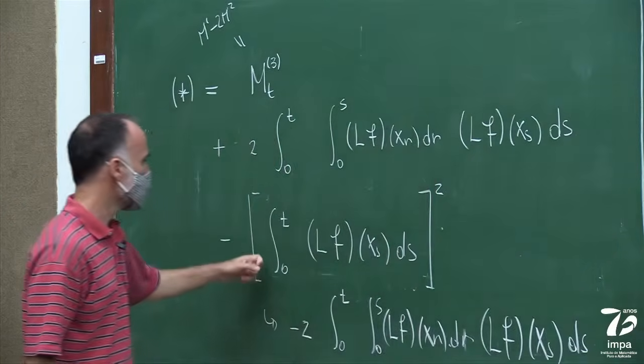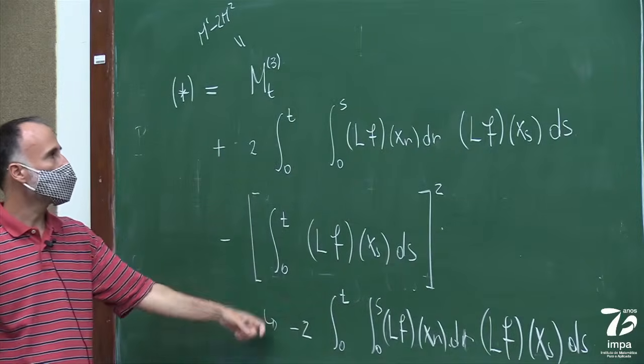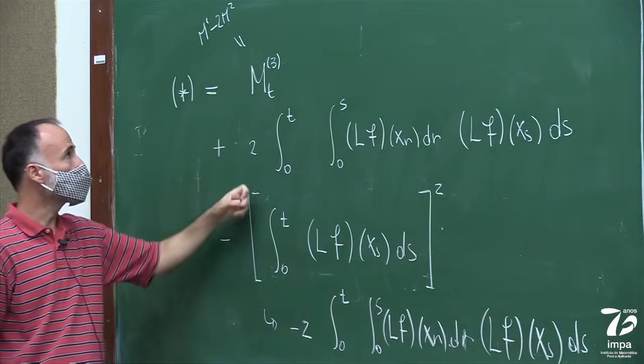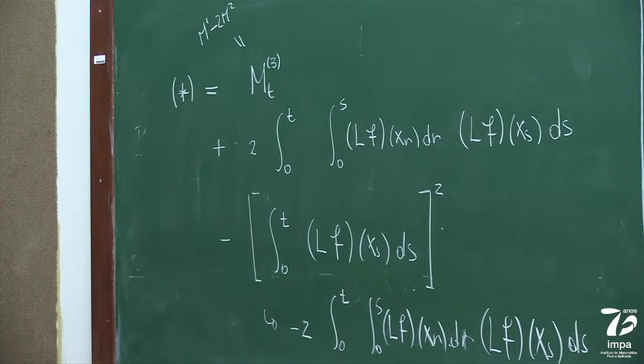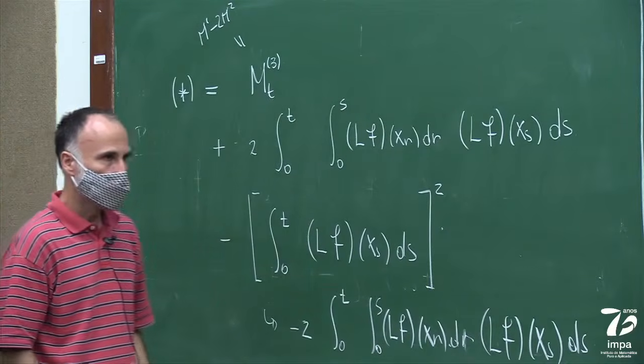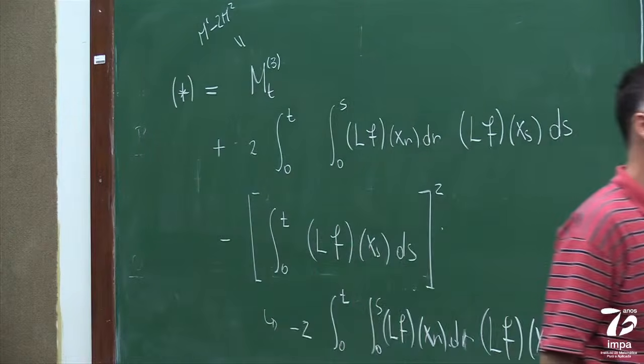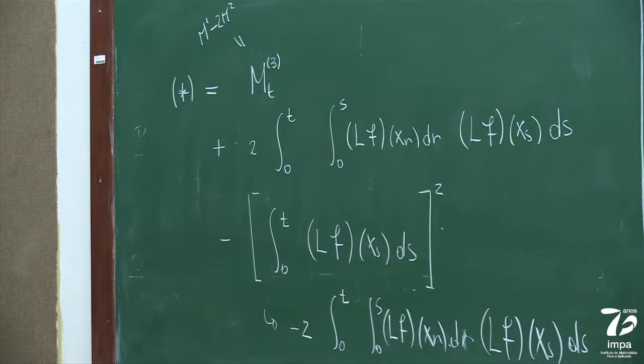Okay, so this term is equal to that one by that formula, and therefore they cancel with this one. So indeed, star is equal to a martingale. This proves that this expression is a martingale. And this is what I will need in order to prove uniqueness.